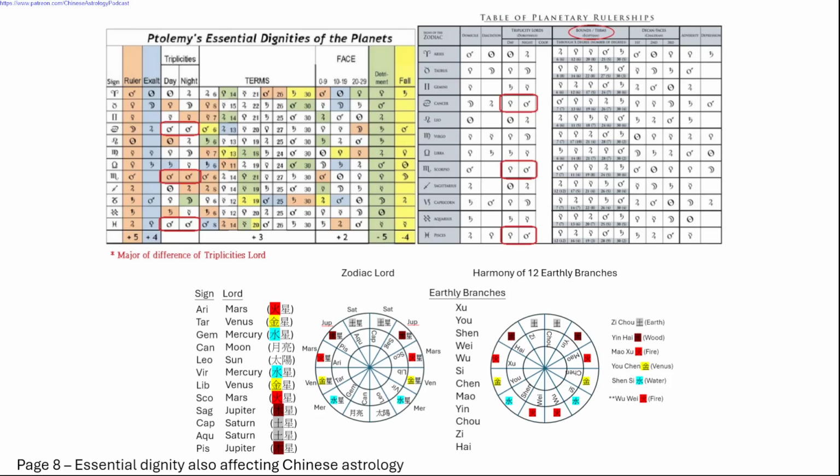If you look carefully at the Ptolemaic version of the essential dignity, the trapezoidal node columns show two masses, which in Chinese wording are equivalent to the fire element, which gives the idea that Chinese astrology is a mixing of the concept in the table of rulership column and the trapezoidal column.